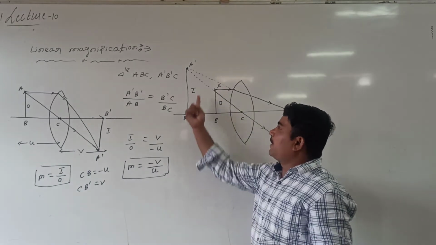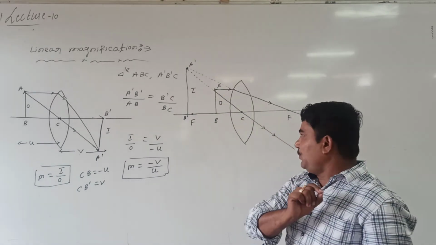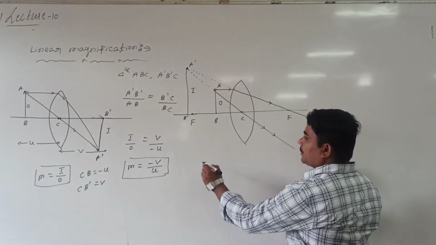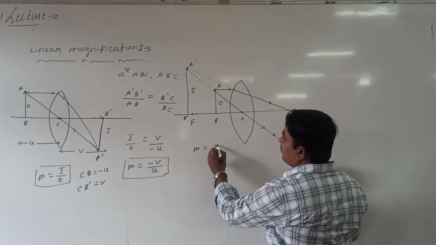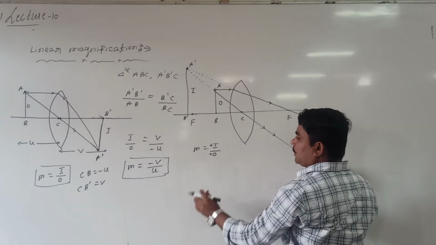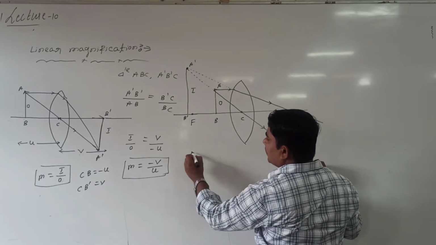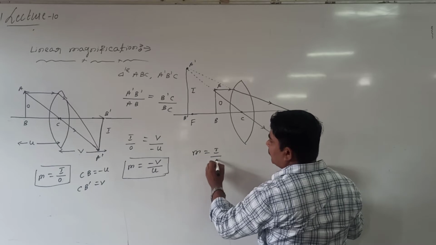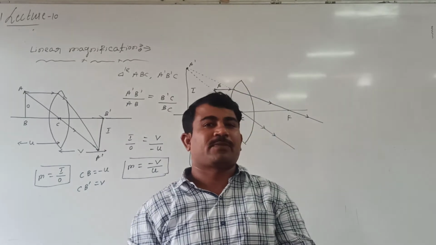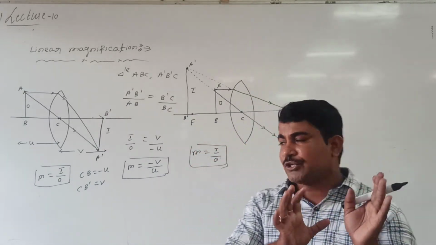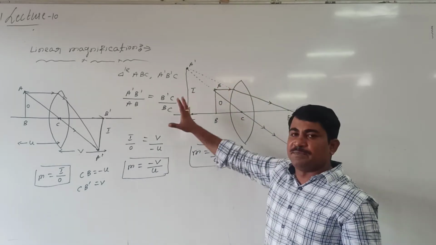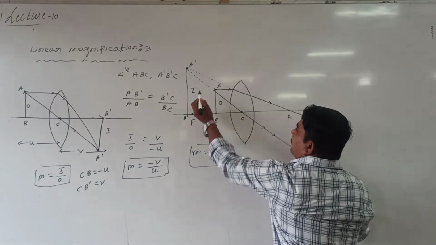What do we know? Distance measured upward, perpendicular to the principal axis, is taken to be positive. Simply, linear magnification is the ratio of the size of the image to the size of the object, with upward distance taken to be positive. So linear magnification is equal to I divided by O. This is for a virtual image. The object is here, and the image is produced behind the object; we call that a virtual image. And this is the size of the image.